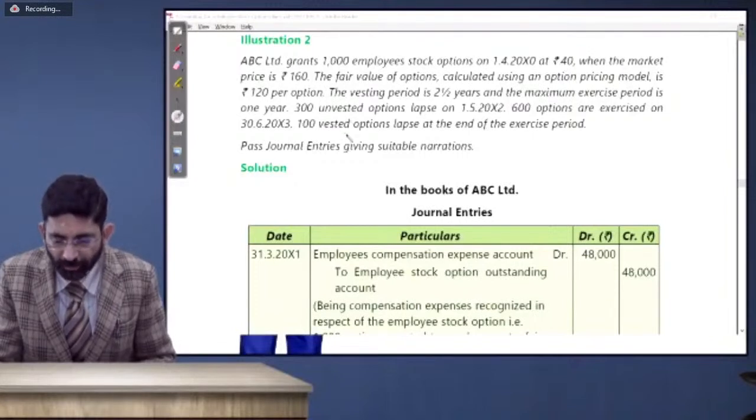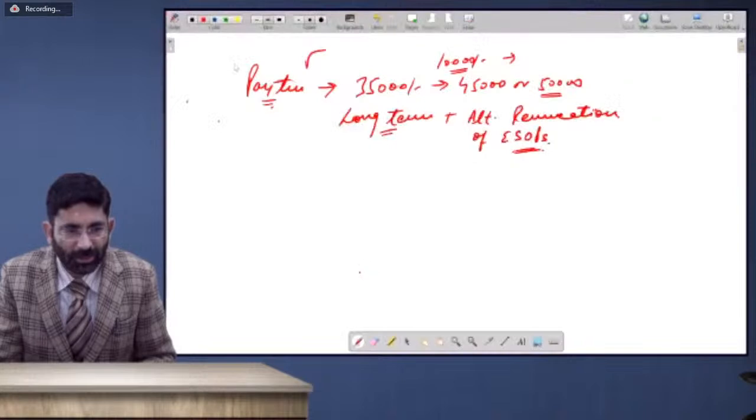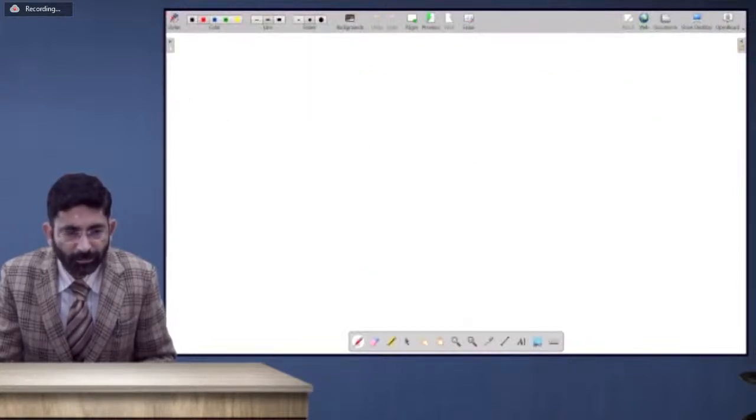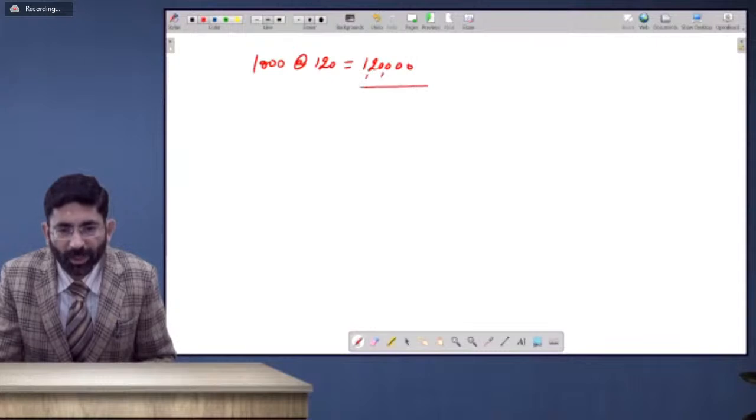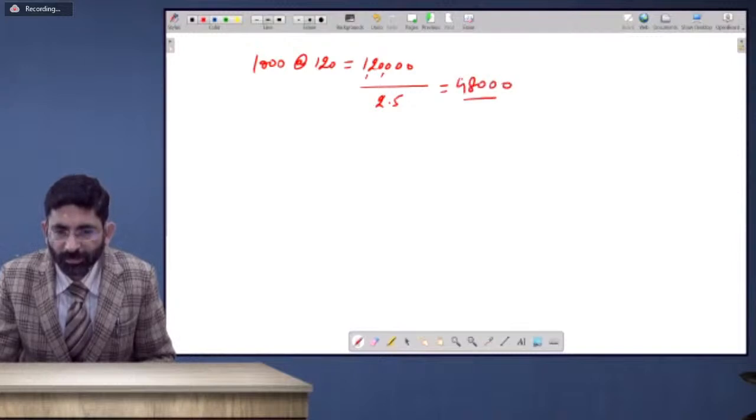The second query by Charu is: in illustration number 2, remaining loss of 24,000 for half year, why is it not written off, as 48,000 is written off for first year? Very good. First of all, see how much is the loss in this case. 1,000 stock options are given, and the loss is 1,000 into 120, and the period is 2.5 years. So it is 1,20,000 total loss for 2.5 years. So it is 48,000 for 1 year.